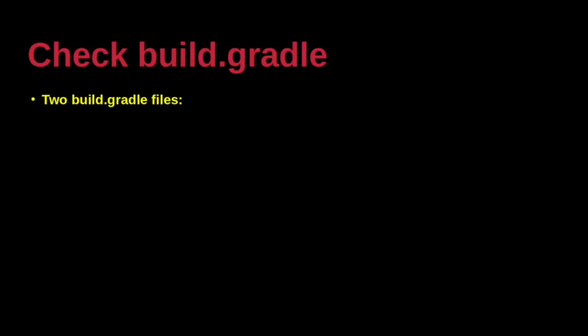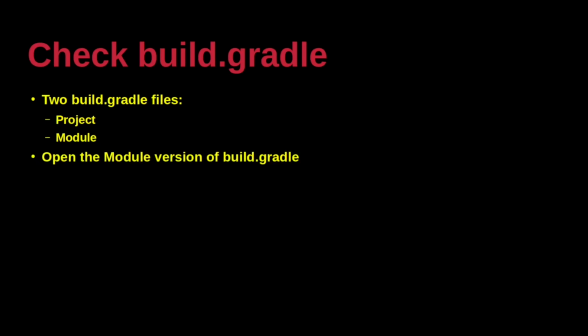There are two build.gradle files, one for project and the other for module. Open the module version of build.gradle file. Insert the dependencies in the header section of the file.